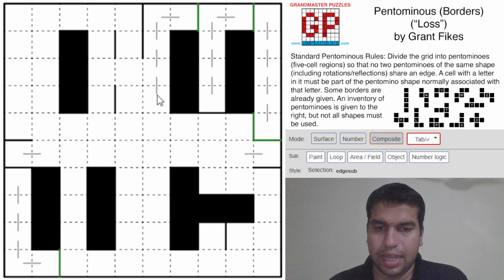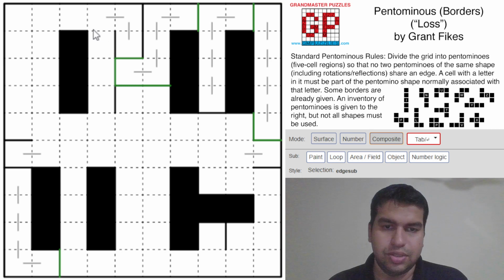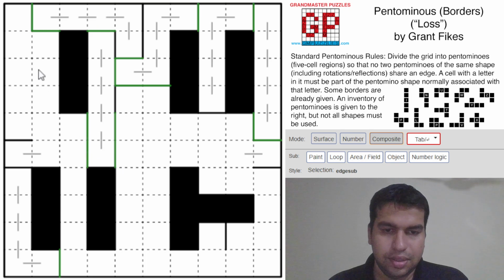Now this can't be an L because it's next to another L. So it becomes a Z. And this one, now it can't take this because it already has a border between these two cells. So this continues on. We have another L. Now this one can't turn either left or right because it will form an L, and it's touching an L, so it's an I.